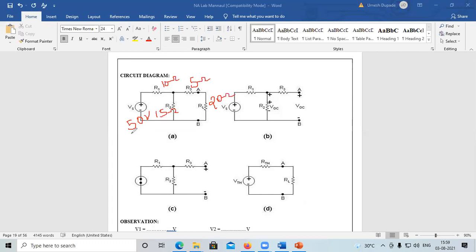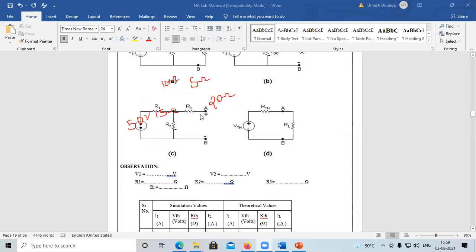Okay, so all of you take this value of R1, R2, R3 and Vs. You already have the observation table given. See here, Vs is nothing but 50 volt. V2 will not be present, so it is nothing but 0.